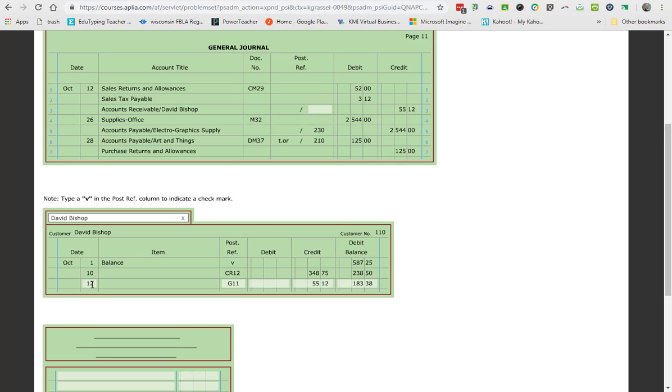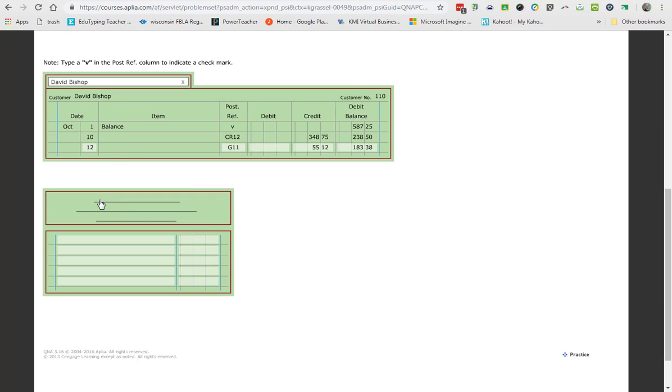Now, instruction number 5. Prepare a schedule of accounts receivable for Graphics Inc. on October 31st of the current year. Accounts receivable balance in the general ledger on October 31st is $2,530.22. So, we scroll down. Here is our subsidiary, our accounting form for recording our schedule of accounts receivable.